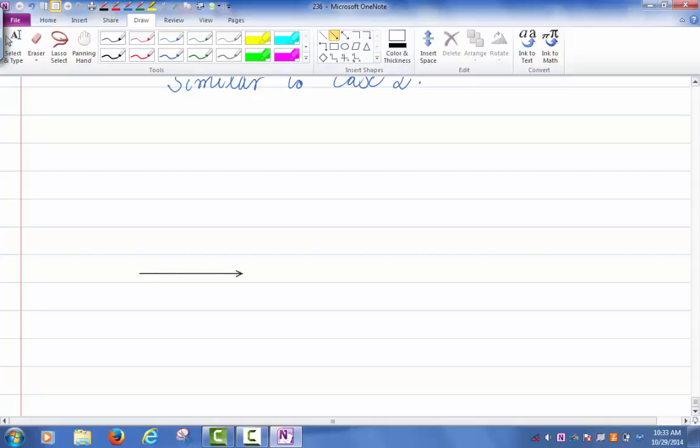Okay, so I won't go through the details, but let me show you a possible graph of the bug. So let's have the x-axis and the y-axis, and let's say at time a the position is right here, at time b the position is right here.